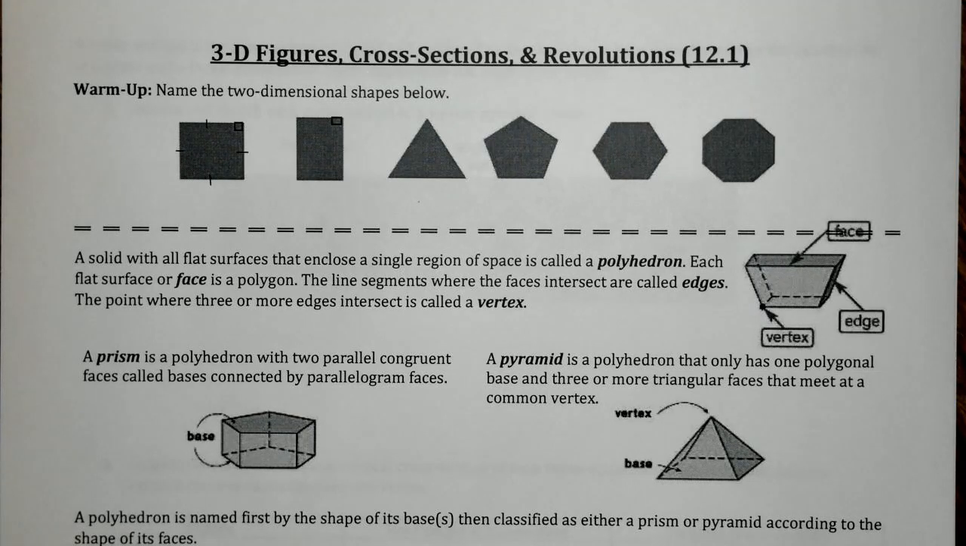Okay, starting out our surface area and volume chapter. We're going to first talk about what the 3D figures are. We're going to talk about cross sections and revolutions. Our warm-up is saying let's just name these two-dimensional shapes. That's all we're going to be doing right now.